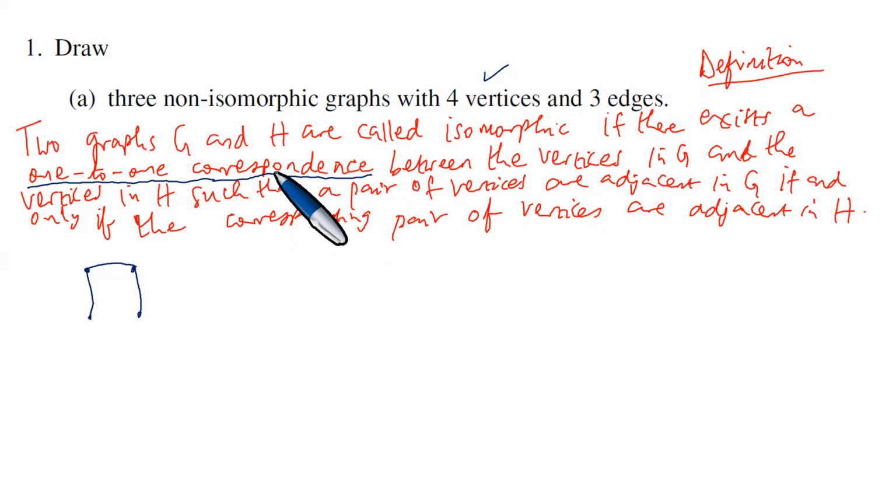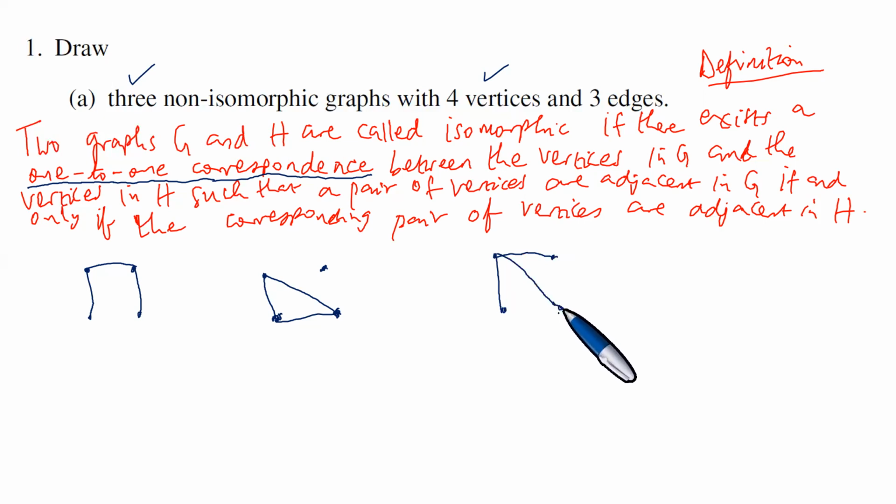Now, we need non-isomorphic graphs. The non-isomorphism is suggested by the degrees of the corresponding vertices. So we can also do four vertices, and then draw three edges: one edge, second edge, and third edge. So there are three edges here, and yet there are four vertices. So we draw the third one with four vertices, an edge here, another edge here, another edge there, like this. So we agree that these graphs are non-isomorphic.